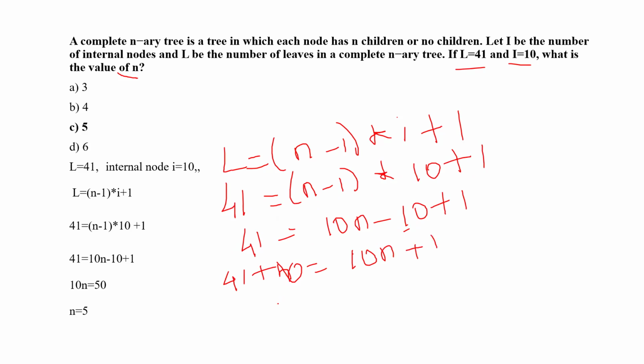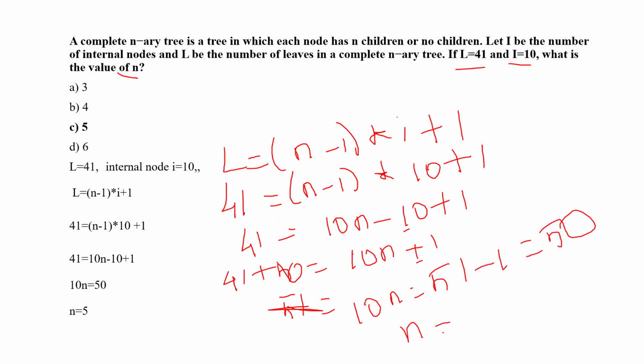Now what is the value? I am telling just step by step, that's all, nothing difficult, it's the same, we can do it easily. So 41 plus this 10, 51. Yes, 51. 10N we can keep it here. 51 minus 1, what? 50. So N equal to 50 by 10 equal to 5. So N is the value 5, that's all.